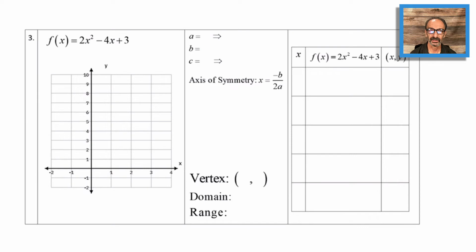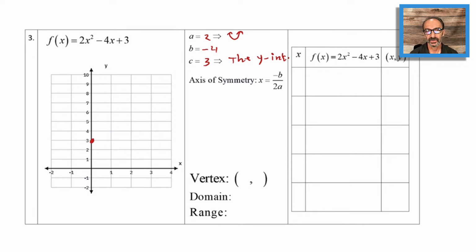Finally, we come to the domain and range. Looks like I skipped that. For the domain and range in number 2, in case you want it, it's all real numbers for the domain, and range is, because we went up to 3 and we went down from 3, y less than or equal to 3. That's for number 2.